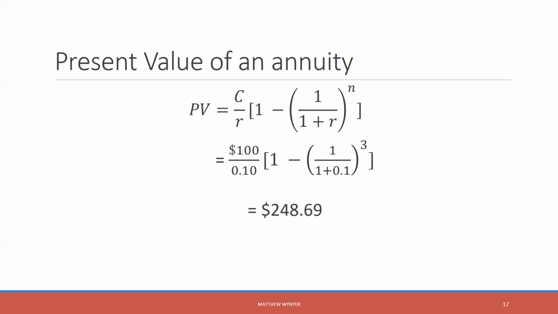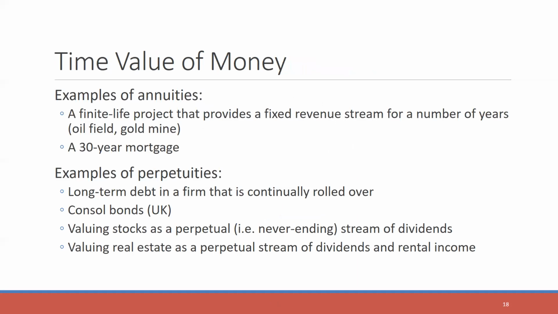So what's beautiful is when we throw it into our formula, we just calculate it away and we get the exact same answer, and we didn't have to worry about individual cash flows. So it helps us to reduce some of the error that sometimes can happen when we're trying to calculate this out. What exactly are examples of annuities? An example of an annuity is a finite life project.